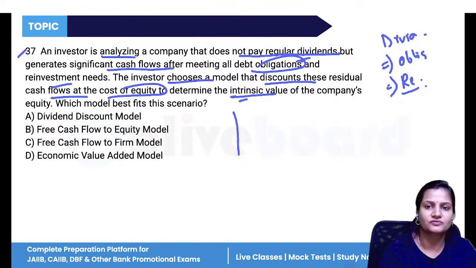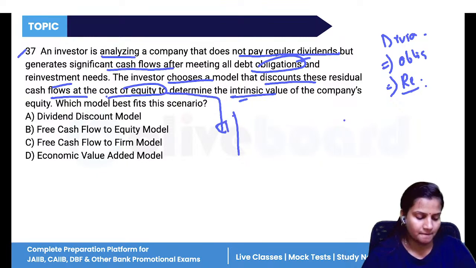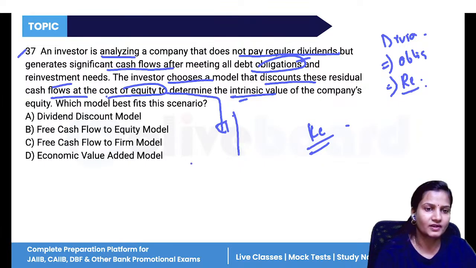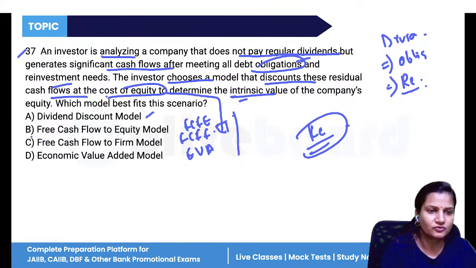The company will discount these residual cash flows at the cost of equity. So for cost of equity, which type of model do we consider? Dividend discount, FCFE, FCFF, or economic value added. For cost of equity, we consider the free cash flow to equity model. Option number B.